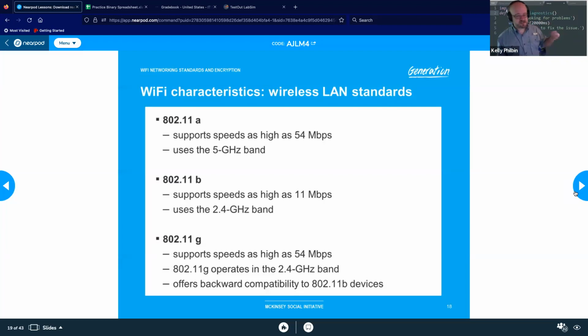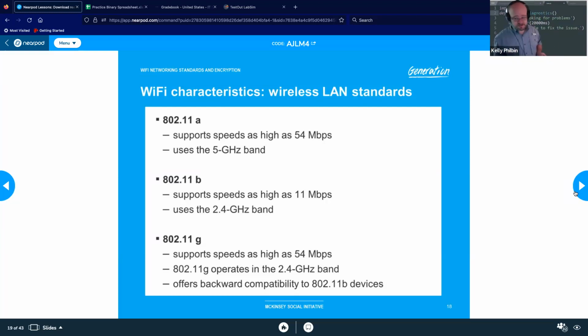So these 2 standards, A and B, were submitted closely around the same time. B makes it to market first. B was hands down the more popular because first to market. It's not to say that there weren't many devices out there with A. B was just more widely adopted. So only 11 megabits per second, 2.4 gigahertz bandwidth, a little bit of a step down.